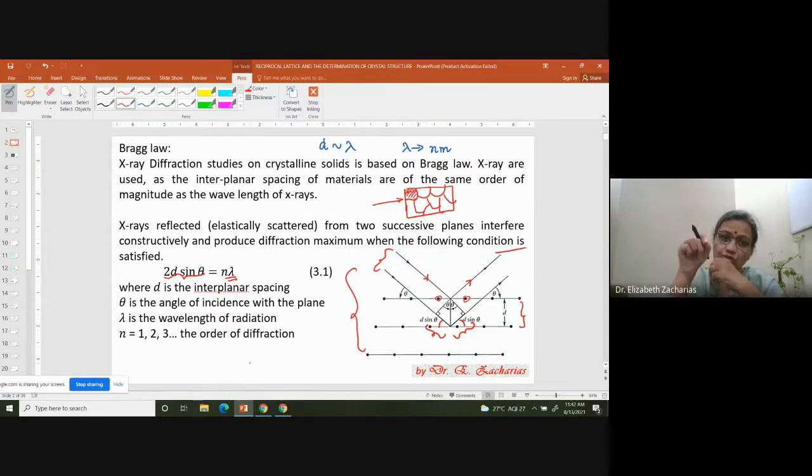But there also, if this 2d sine theta is going to be some multiple of lambda, then there will be constructive interference. So you have to remember that if I have a block of material and I am going to do this X-ray diffraction, then some of the families of planes will be satisfying this condition for the given wavelength. Whichever planes satisfy that condition will be able to give you a diffraction maxima.